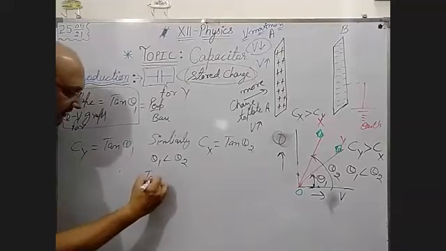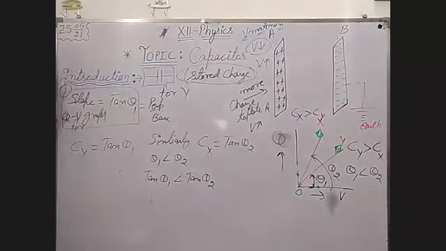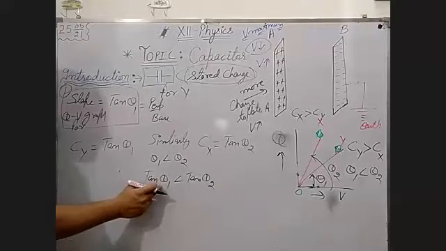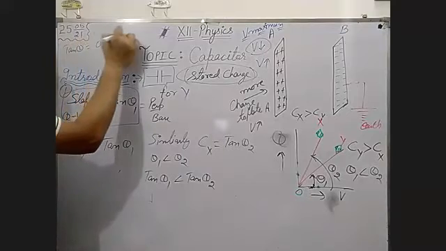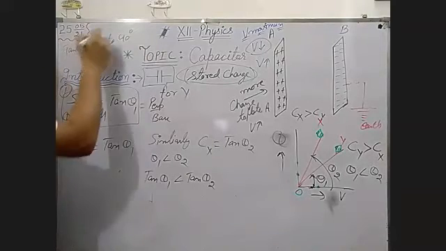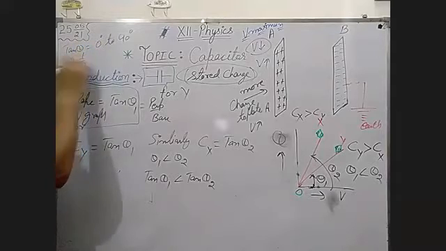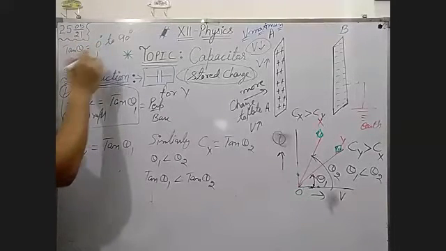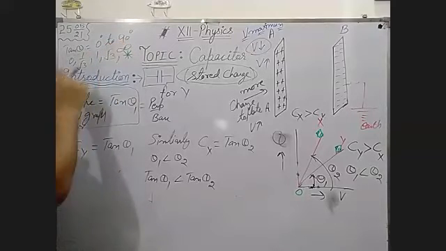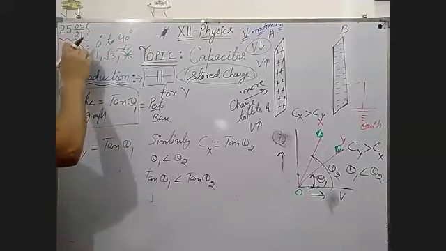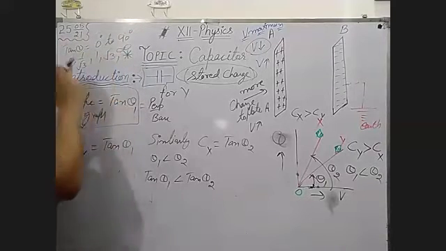tangent theta 1 is less than tangent theta 2 because tangent value is increasing from 0 to 90 degree. At 0 degree, tangent theta is 0. At 30 degree, the value is 1 by root 3. At 45 degree, value is 1. And after that, root 3. And after that, infinite. 0 to infinite. Means if theta is increasing from 0 to 90, then value is also increasing from 0 to infinity.